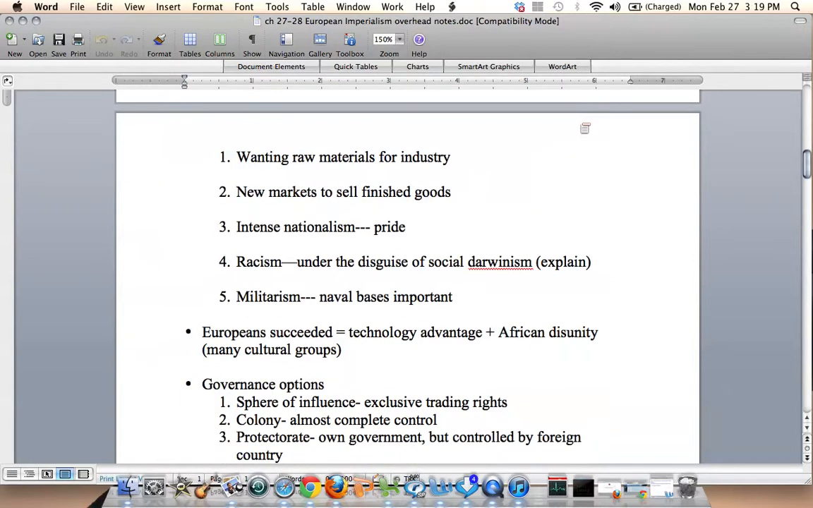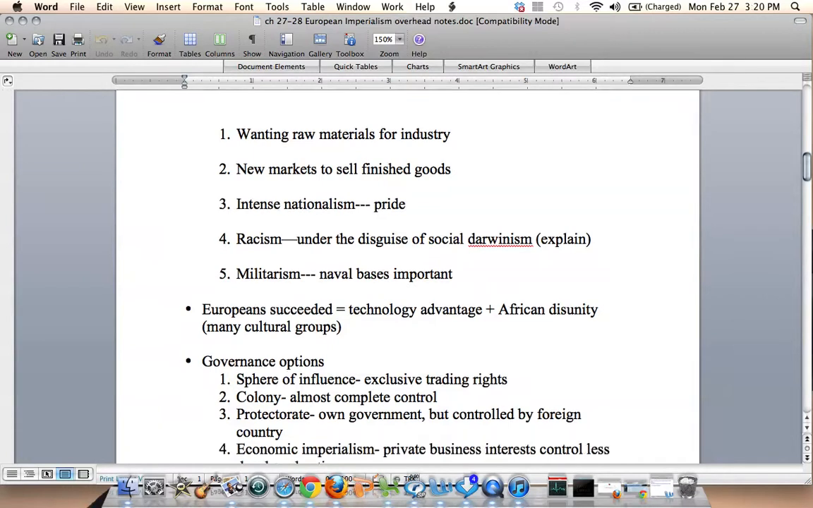You could have a protectorate, and that's where they would have their own government, but the foreign country would then control that government. So say, for example, Puerto Rico became a protectorate of the United States. They could have their own government, but we basically oversaw their government as kind of like a little brother of us, and we were the big brother, or the daddy, and they were the child.